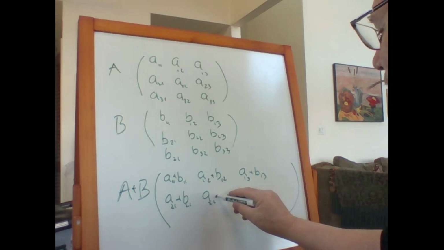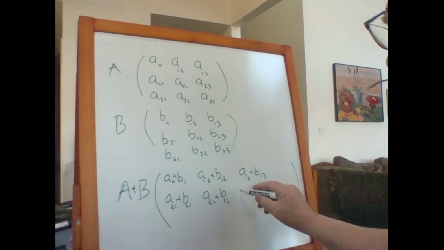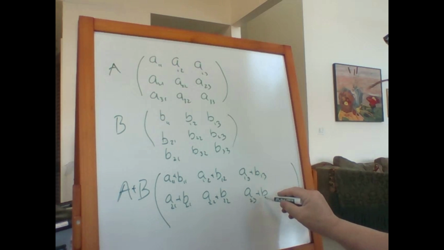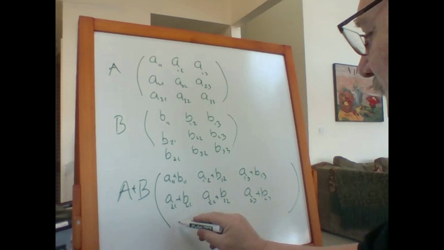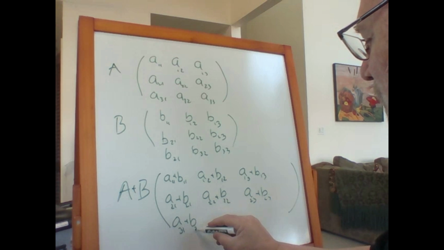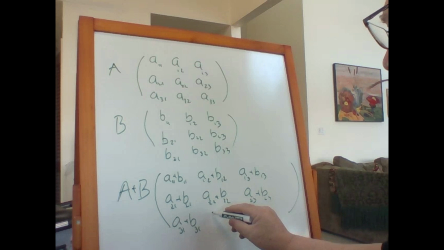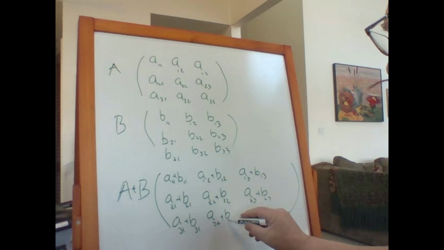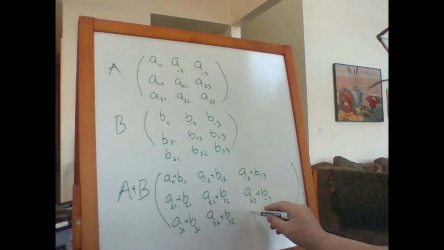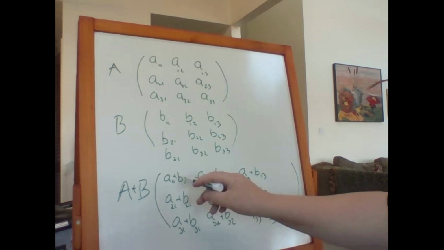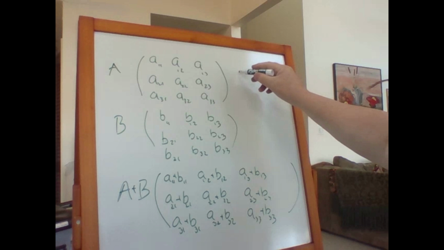A2,2 plus B2,2. A2,3 plus B2,3. And last, we have A3,1 plus B3,1. A3,2 plus B3,2. And A3,3 plus B3,3. So like vectors, we add like components.